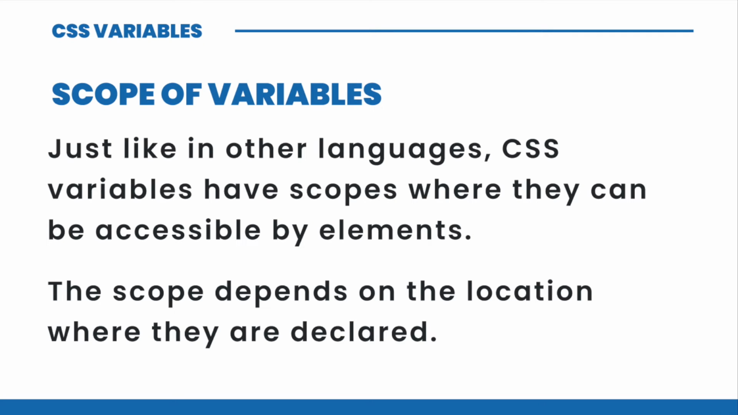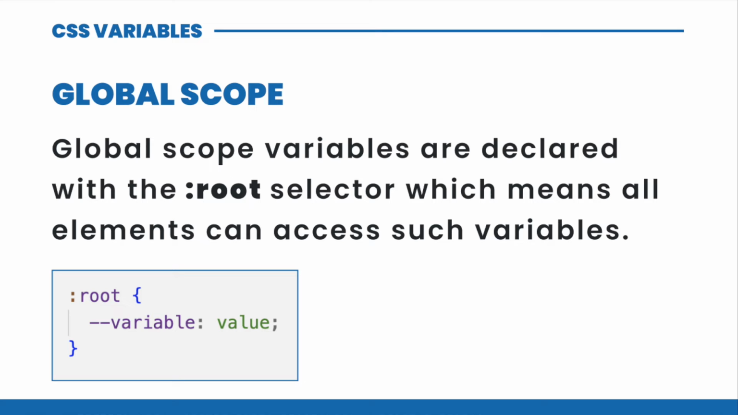And the next thing I want to explain with variables is scope. Just like other programming languages, variables have scopes in which they can be accessed. The scope of a variable depends on the location where it is declared. In CSS, you can declare global scope variables using the root selector.